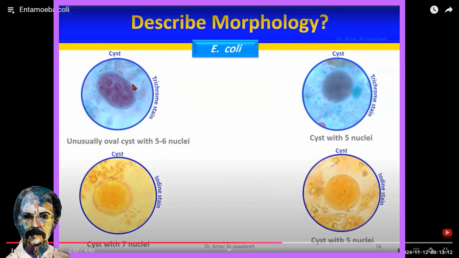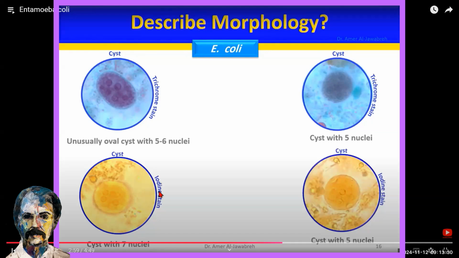Look here. This is not circular, it's oval, and it has 5. In this focus, it has 5. Maybe you can see more. 5, which means this is not E. histolytica or hartmanni. This is E. coli. This here has 1, 2, 3, 4, 5, 6, 7.